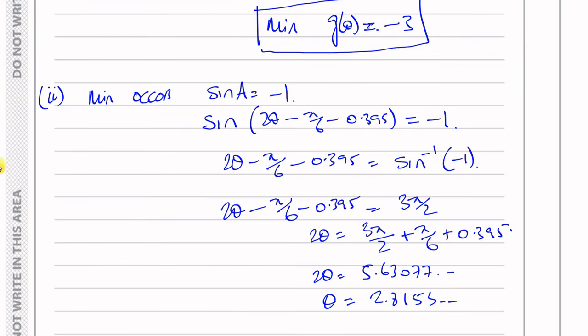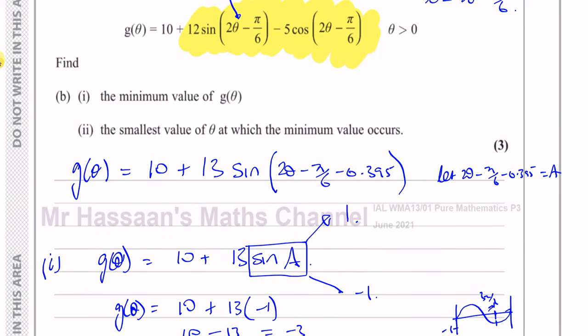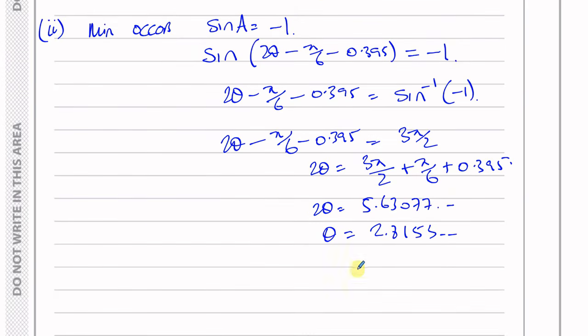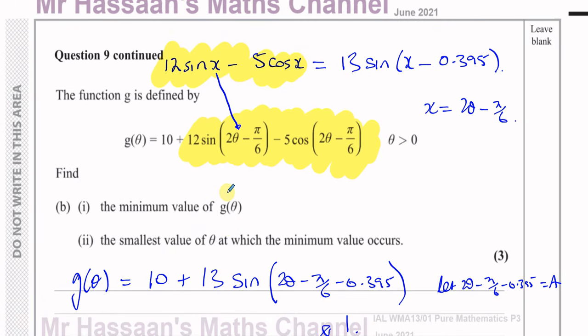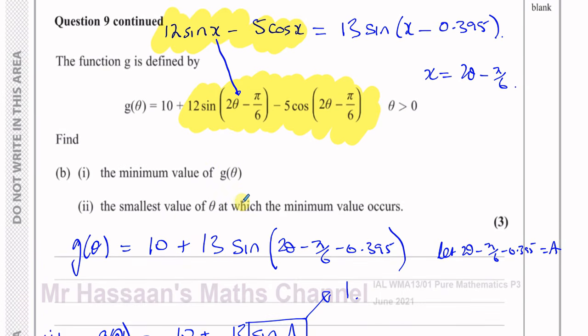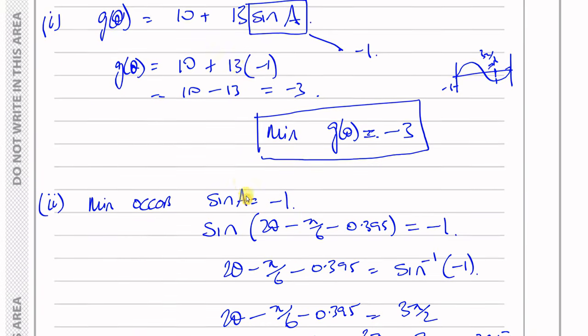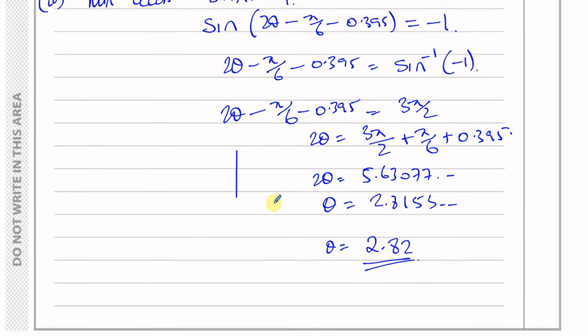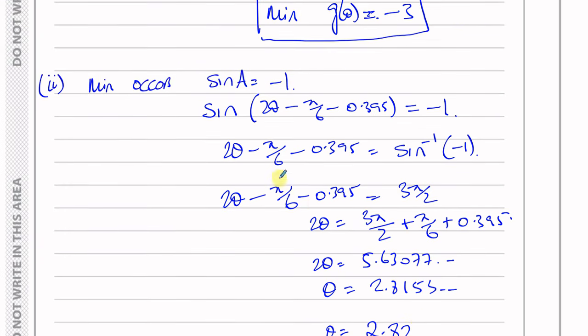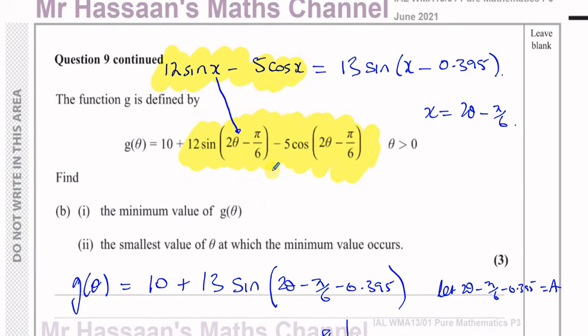2.8153 goes on, and it didn't tell us how to give the answer, so I'm just going to give it to 3SF. So theta is equal to 2.82. I've written it to 3SF because it didn't say anything else here. In degrees, I'd write it to 1 decimal place. In radians, we can just write it to 3SF if it's not mentioned otherwise. The last question said give your answer in degrees to 3 decimal places. I've left this to 3 significant figures because it didn't state anything else. So that's the answer to question 9 part B, part 2 from the P3 exam.